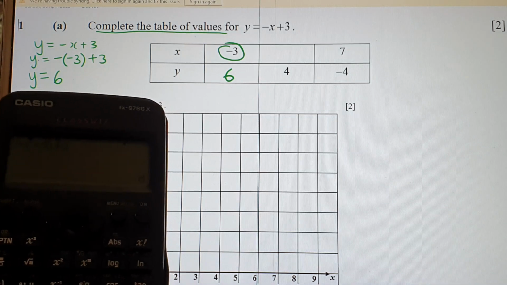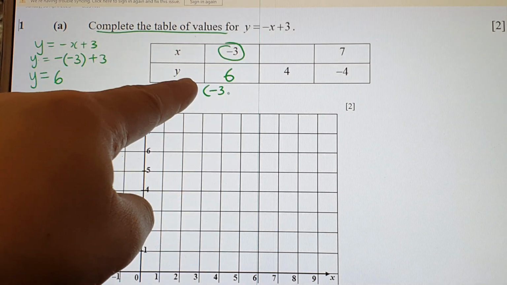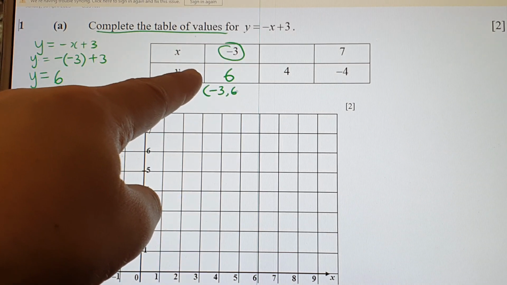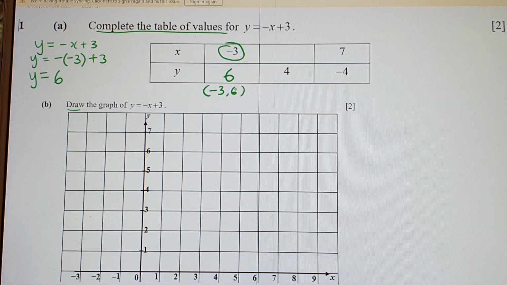Now, what does this mean? This means that the point, because later they want you to draw the graph, you see. The point is, the x value is minus 3, right? See, x value is minus 3, and the y value is 6. So, minus 3, 6 is one of your values. How do I draw this minus 3, 6?